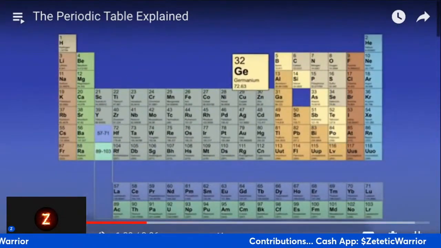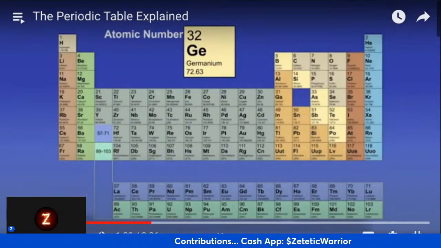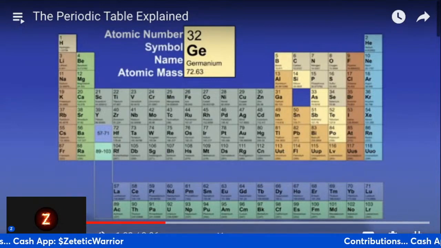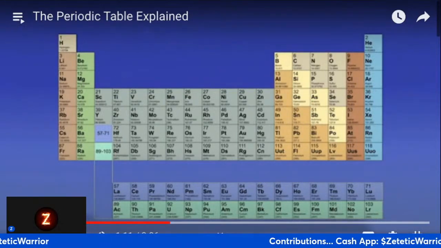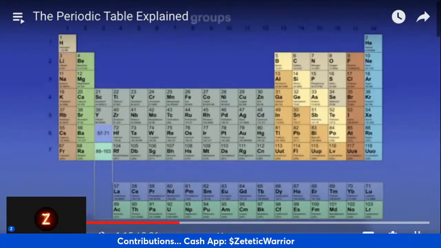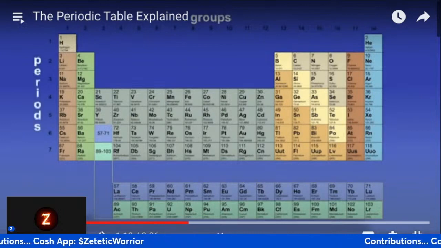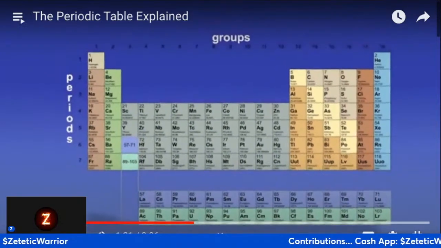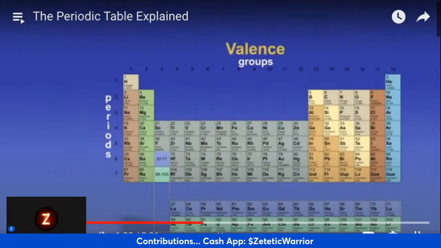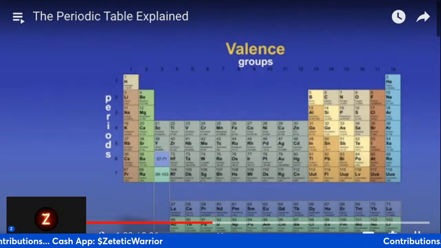If you take a closer look at one element in particular, you will find its atomic number, atomic mass, element name, and element symbol. Looking at the overall table again, you will notice that it is made up of columns and rows. The columns are known as groups, and the rows are known as periods. All elements in a group have similar characteristics. These characteristics will tell you how many valence electrons, the electrons in the outer shell of the atom, are present in that atom.